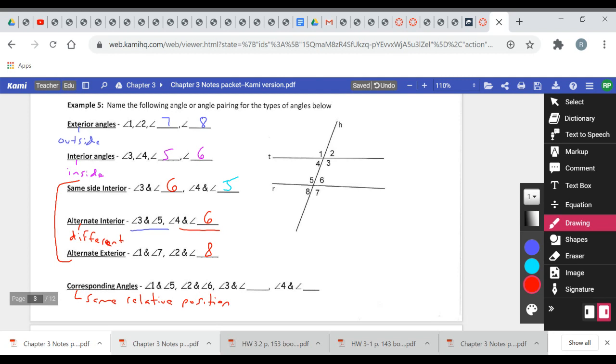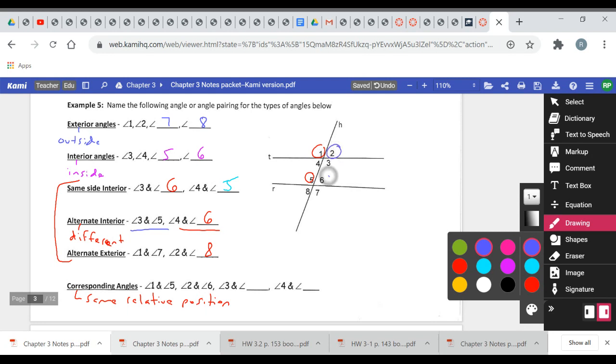They're showing you some examples here. 1 and 5 are both above their respective two lines and both to the left of the transversal. The other example they give you is 2 and 6, another pair of corresponding angles, same relative position. Again, they're both above their respective two lines, and they're both to the right of the transversal.